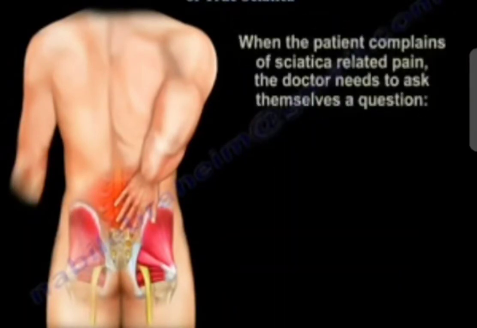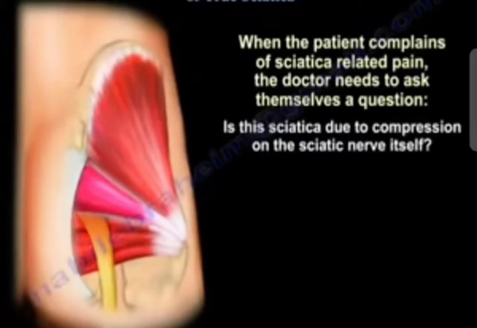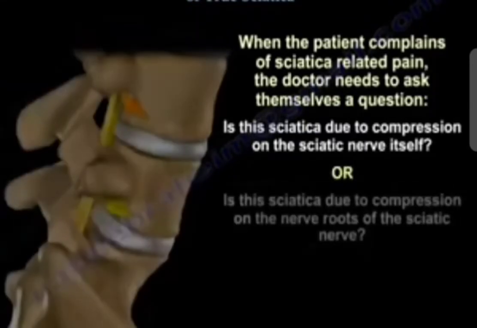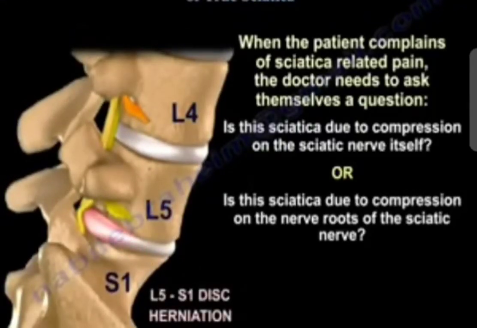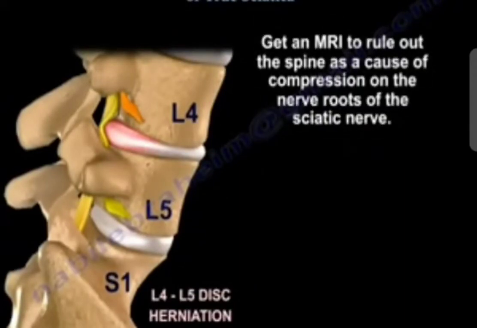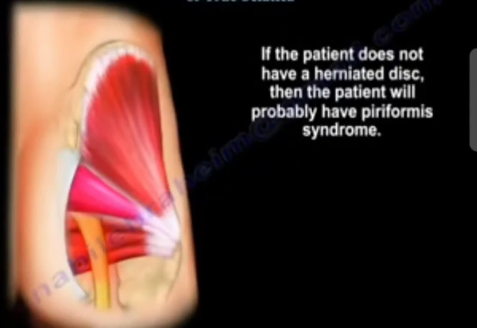So when the patient complains of sciatica, the doctor needs to ask themselves a question. Is this sciatica due to compression on the sciatic nerve itself, or is it due to compression on the nerve roots of the sciatic nerve? So you will get an MRI to rule out the spine as a cause of compression on the nerve roots of the sciatic nerve. And if the patient does not have a herniated disc, then the patient will probably have piriformis syndrome.